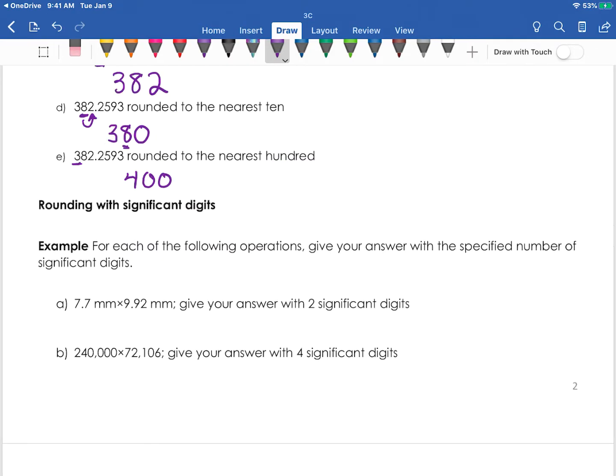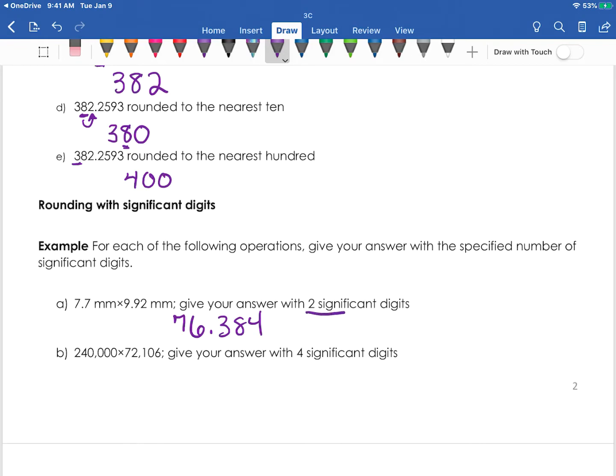Now, when we put these two together, rounding with significant digits, in this example, it gives you some operations. And then it tells you how to round it. Do you want to round it to so many significant digits? So, in the first example, it says we're going to take 7.7 and multiply it by 9.92. When we do that on the calculator, we take 7.7 times 9.92, we're going to get 76.384. That is the correct answer.